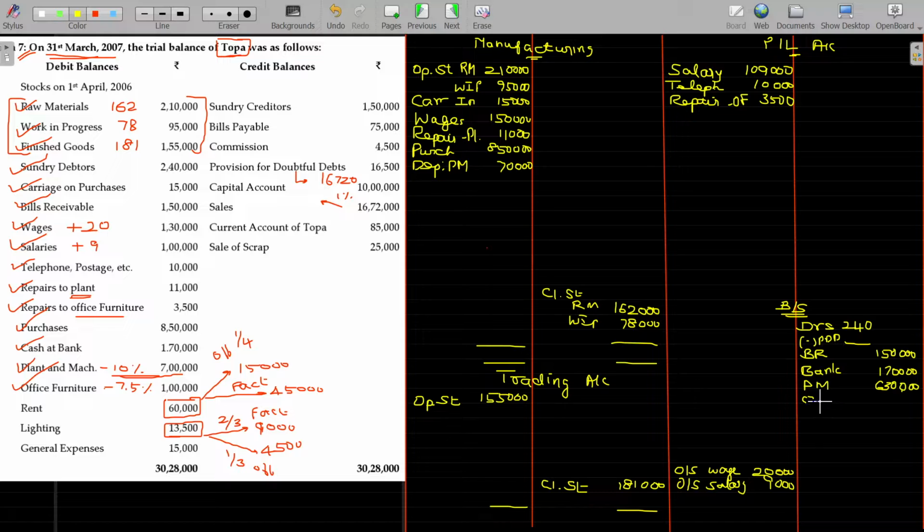We have office furniture, the value being 1 lakh and depreciation being 7.5%. So after depreciating 7,500, the final value being 92,500. Very good. Where will the depreciation come? In the P&L account, depreciation of office furniture, 7,500.